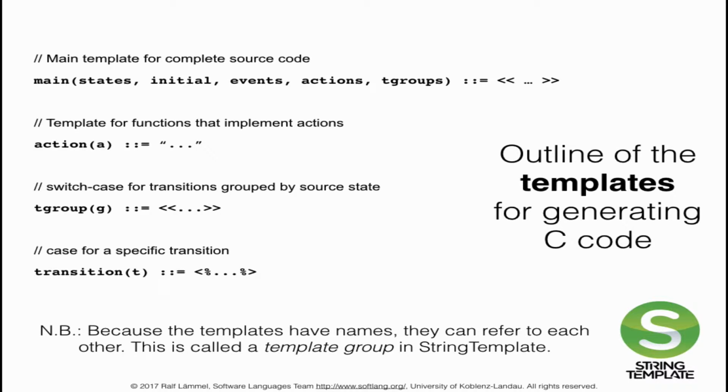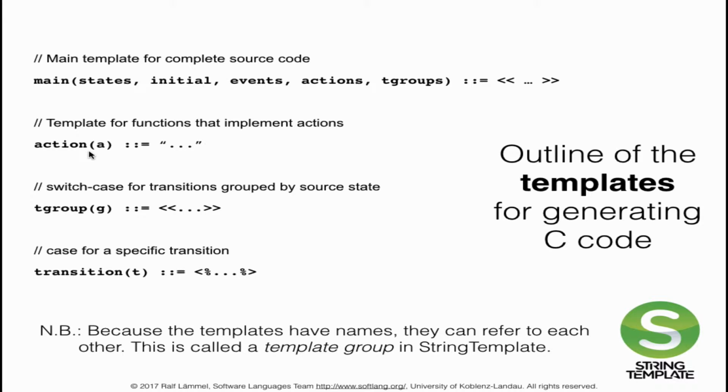So rather than showing you immediately all the templates that we need for the example at hand, here's an outline. So we need a bunch of templates. We need a main template parameterized in all the states, in the initial state, in the collection of events, collection of actions, and in the transitions, but this time grouped by source state, because this is how we need to generate code, that we group all the transitions in one switch case statement per source state.